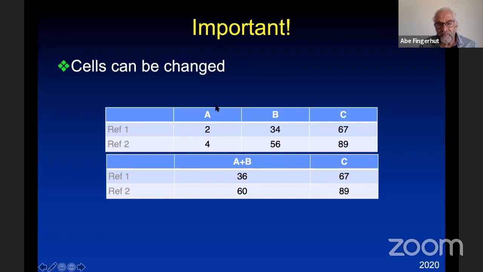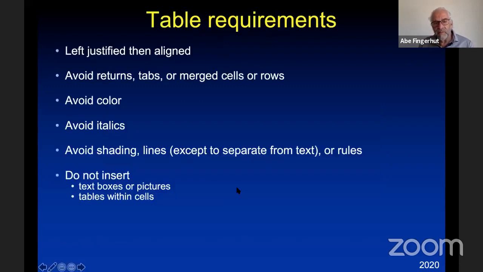But whatever you do, keep this information, because if your paper is not accepted, somewhere you have to be able to find this information: that this 36 was composed of 2 and 34, and that this 60 was composed of 4 and 56. So use Word, combine your cells, but keep the information.